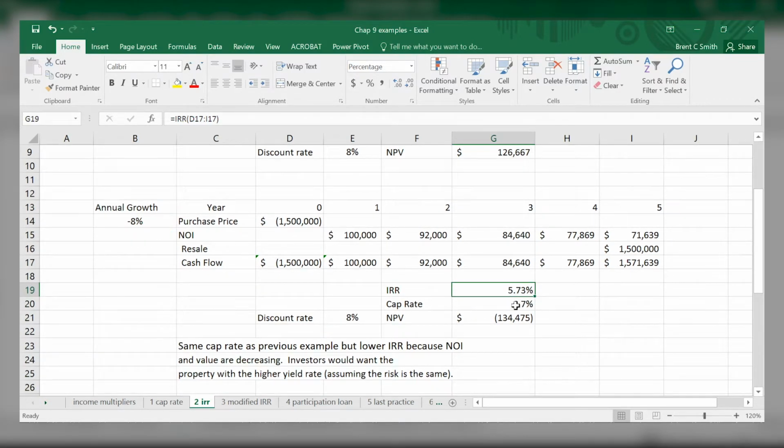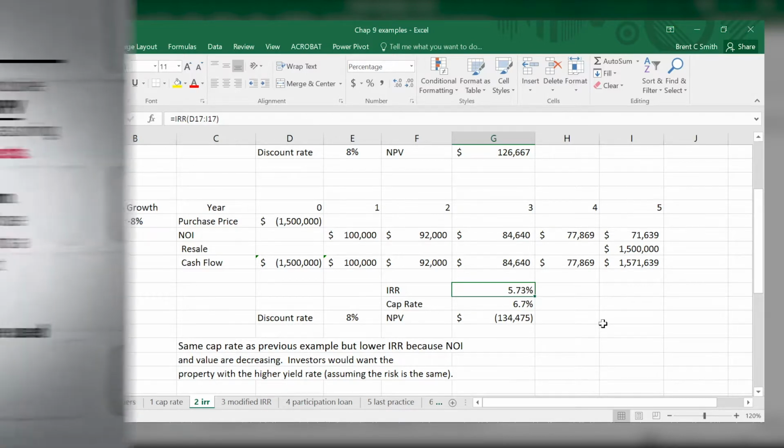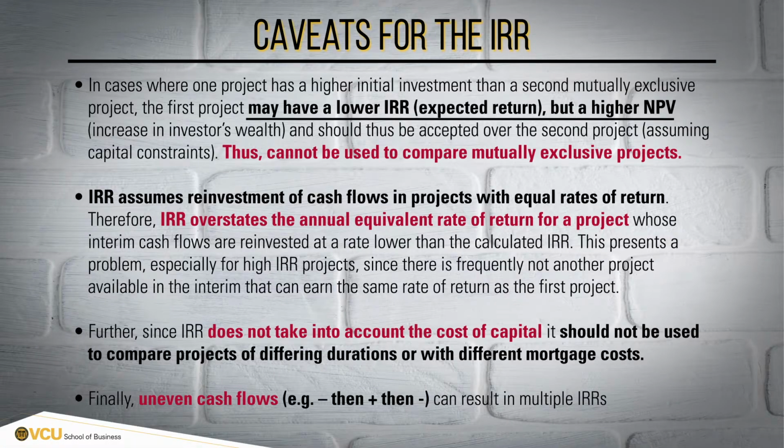So the cap rate stays the same, even though these projects look dramatically different on the back end because of the annual growth projections for our rent. This gives you a clue why the cap rate has its limitations. Let's take a look at some of the limitations on IRR, just to make sure we're clear on it, especially because as you pursue real estate interests, you will rely on it extensively.